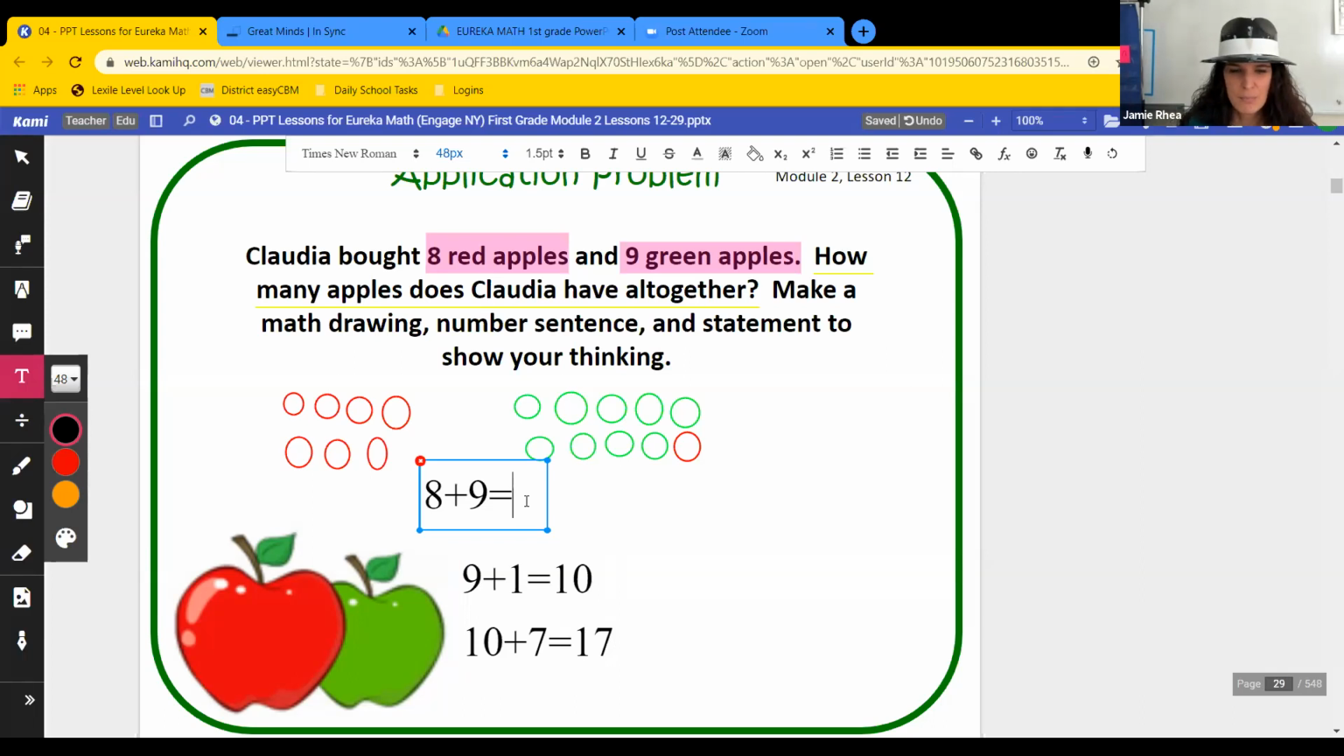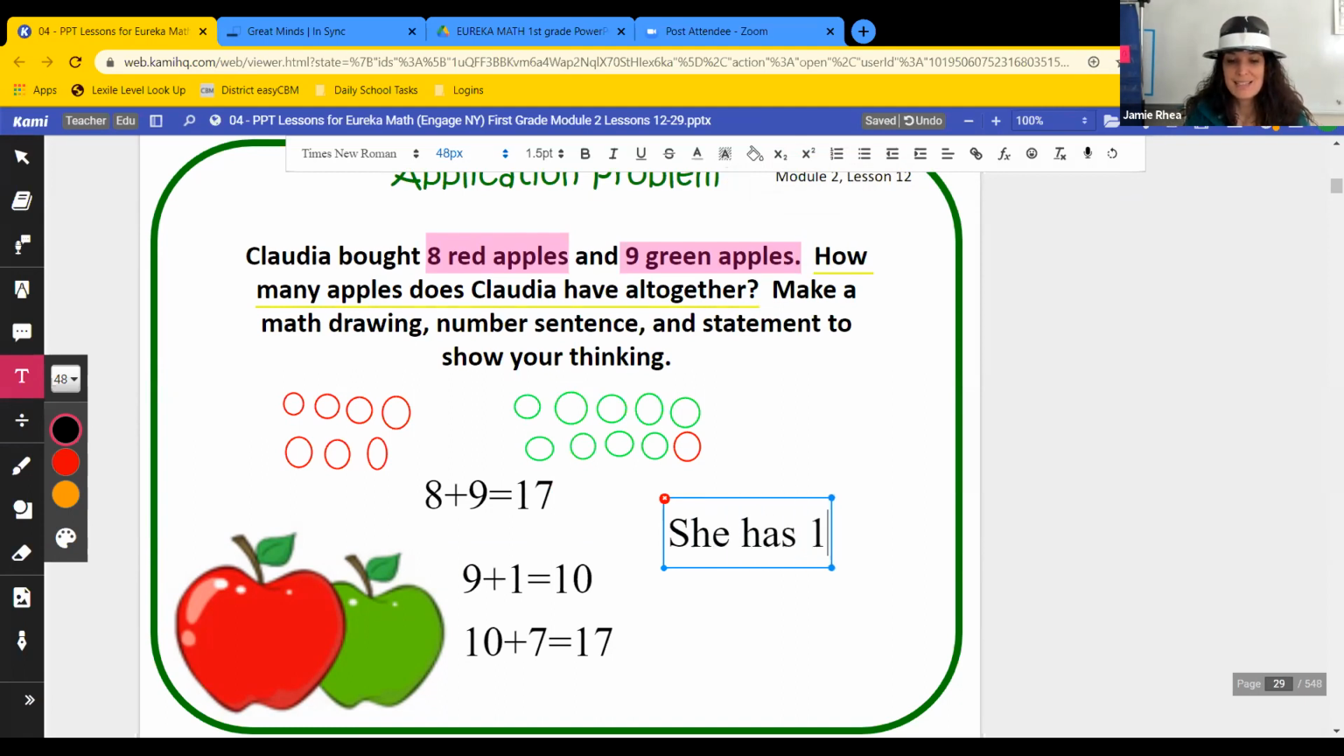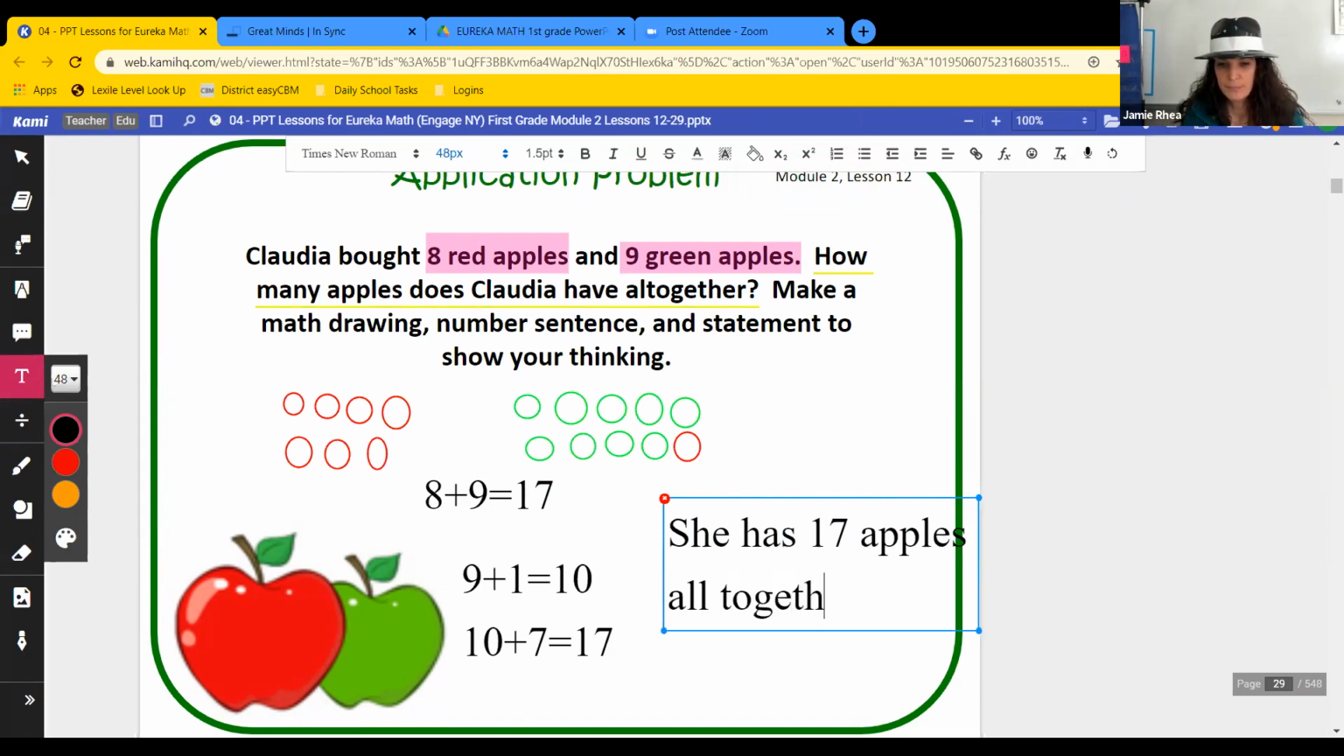All right, are we done? Did we make a math drawing? Yes. Did we have a number sentence? Yeah, look at all those. Did we have a statement to show our thinking? No, we need a new statement. Okay, so here's our statement. Here's our question. How many apples does Claudia have all together? She has 17 apples all together.